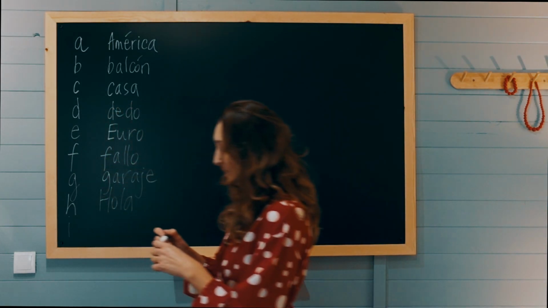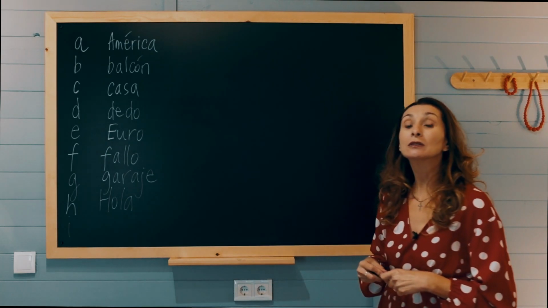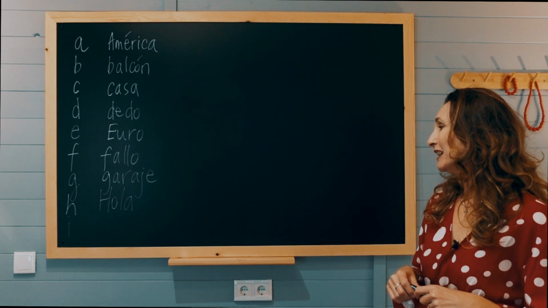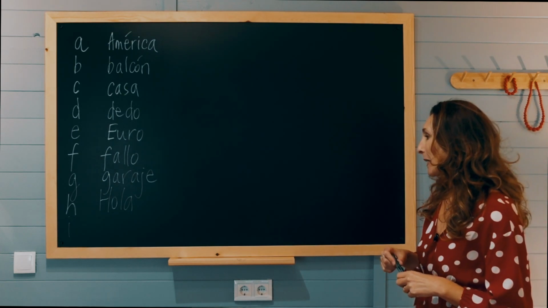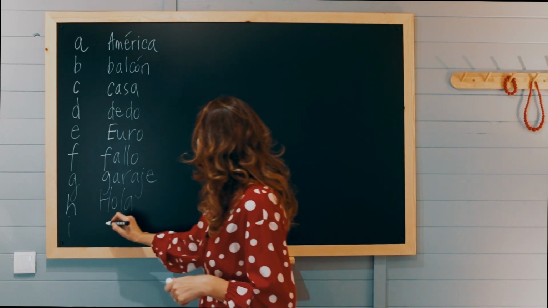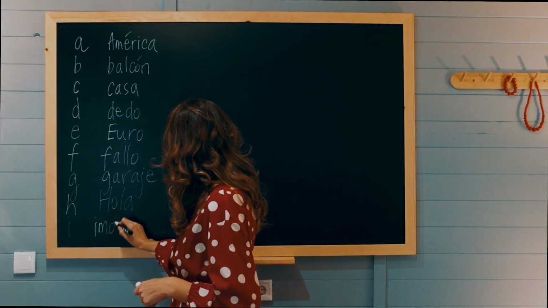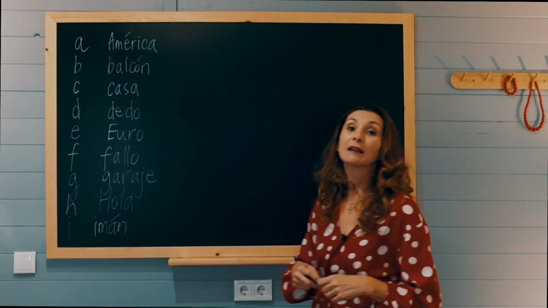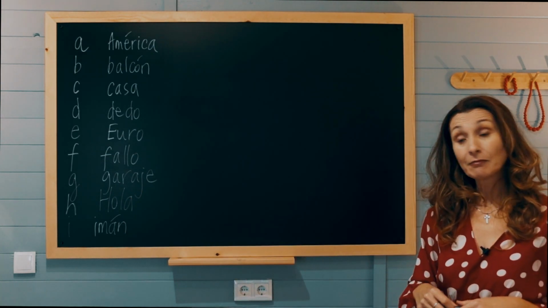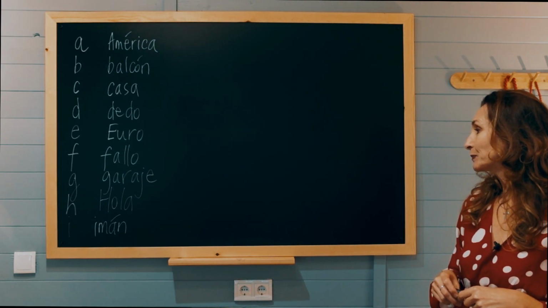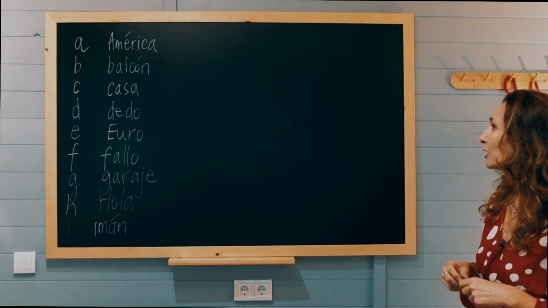I, another vowel, I. Be careful, it's not I, it's I. And let's see, a word starting with I. Imán is a magnet. Imán, a magnet. Okay? I, very short. Okay.